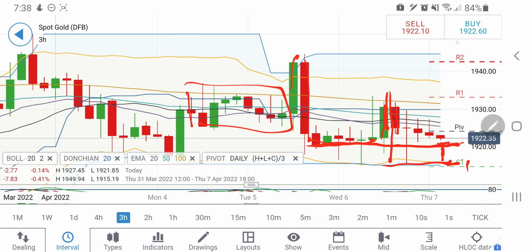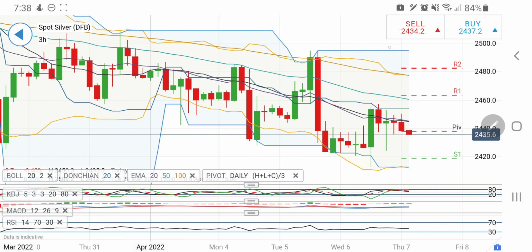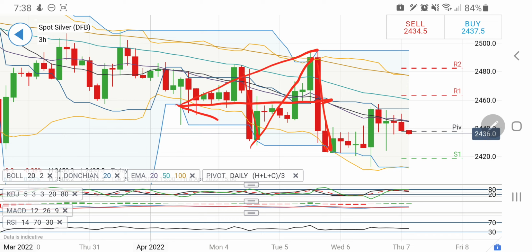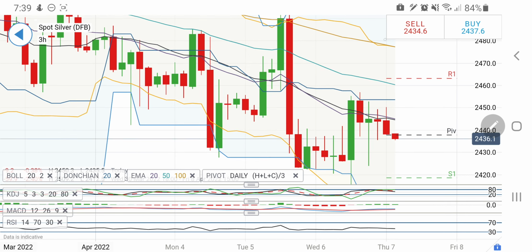Now let's have a look at silver. Silver on the 3-hour chart is showing similar signs. Look at this, see, drop, rise, higher highs, lower lows. So it is trying to expand with 2450, 2460 as pivot, and in fact it has gone well below 2420 levels. Now with this as pivot, this was the rise, now it is trying to retrace back a bit.